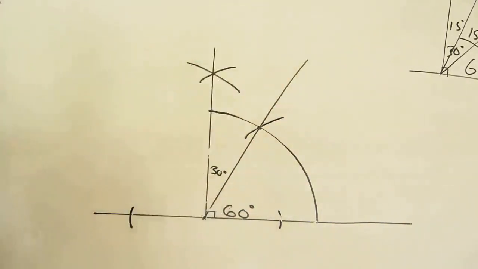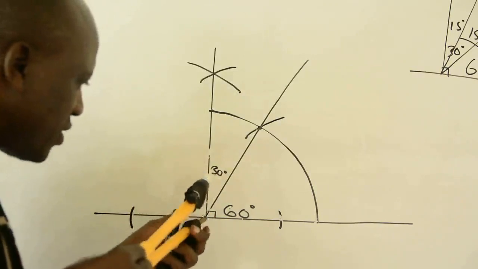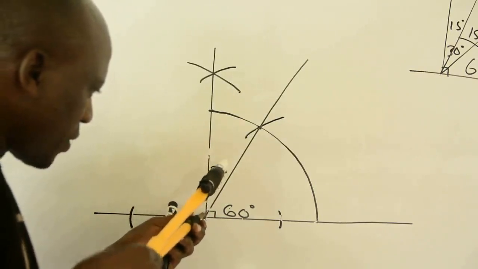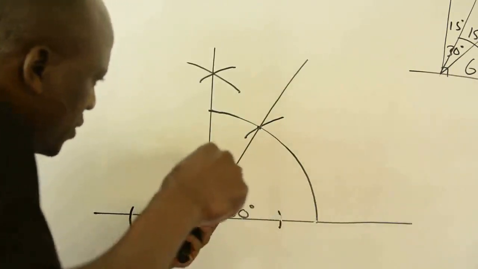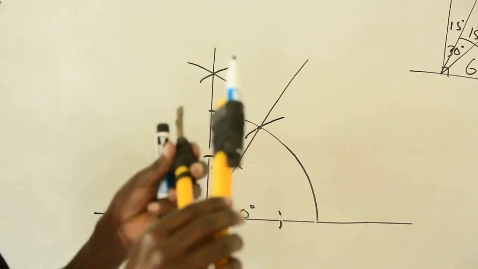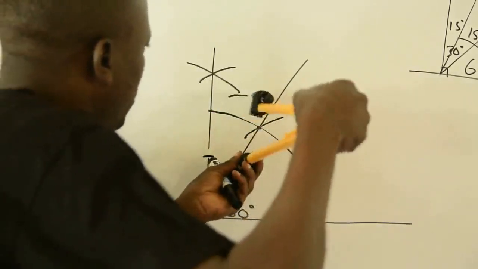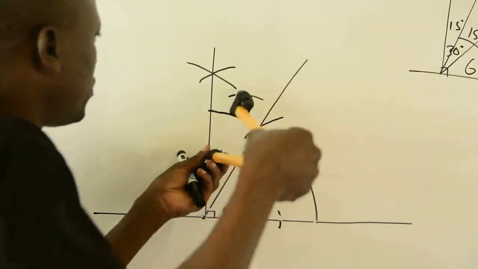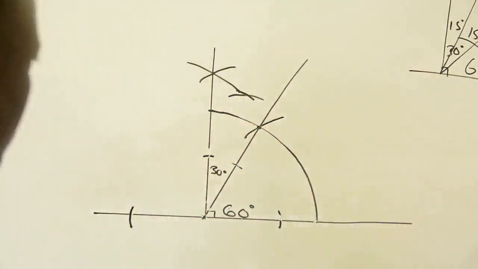So we are going to bisect 30 so that we can have 15. 15 plus 60 will give us 75. Now to bisect angle 30, place your compass here. Cut an arc this side, cut an arc this side. Extend the radius of your compass just a little. Then you place it here. Cut an arc. Take it back to this place. Cut an arc. Now you mark the intersection.